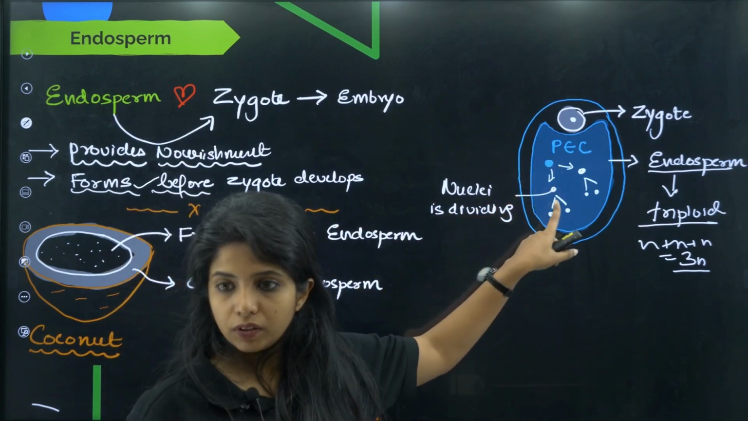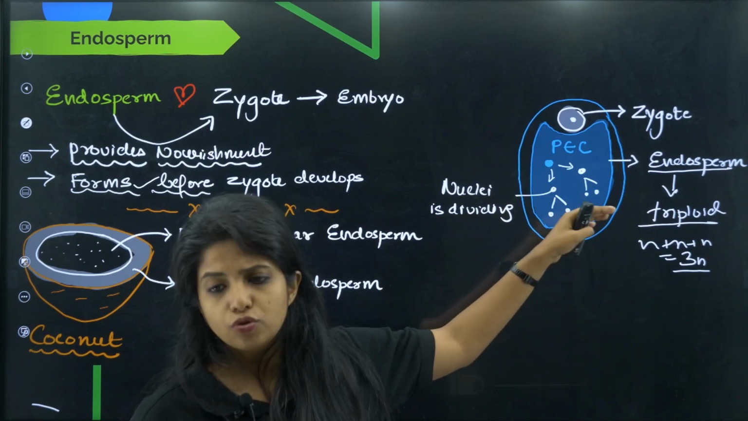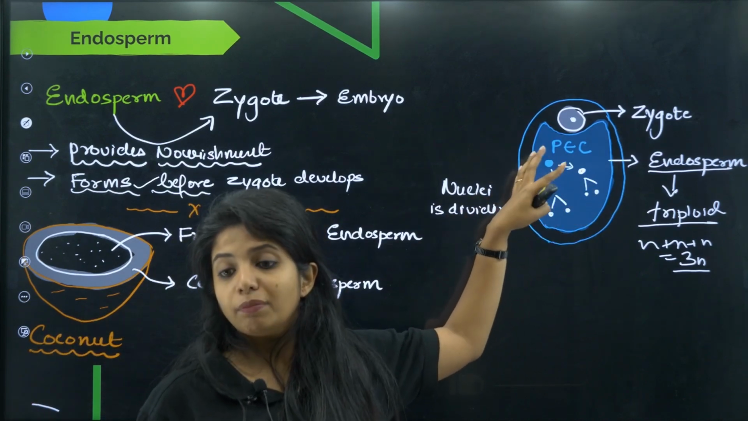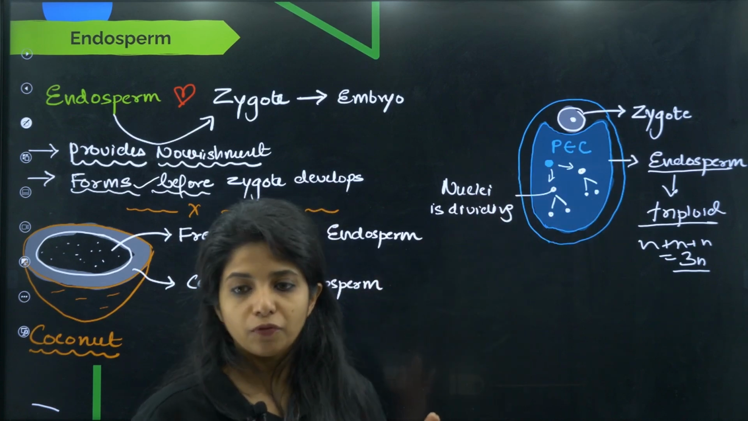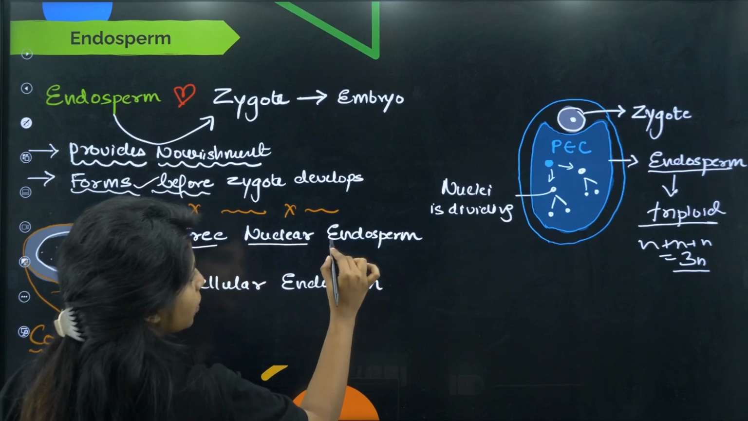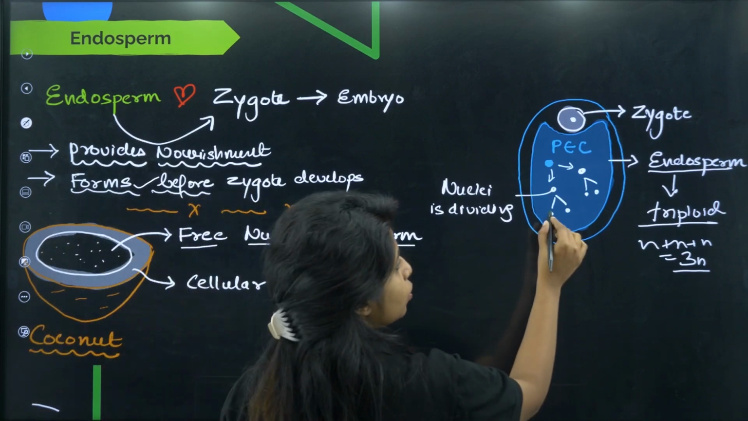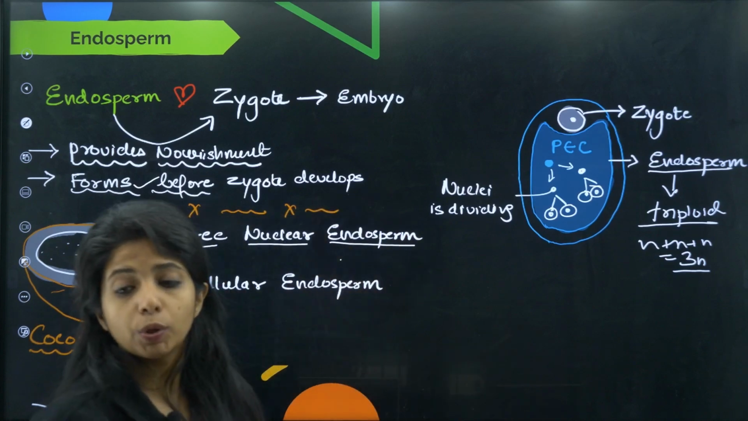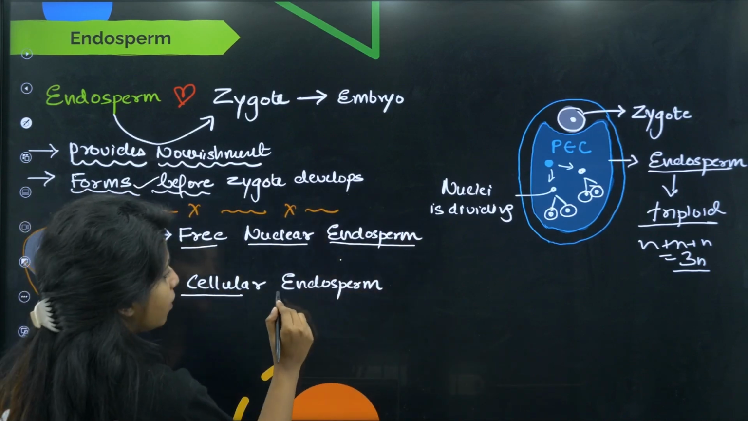Now, inside the primary endosperm cell it has the nucleus. This nucleus starts dividing as usual, every time division happens, right? So there will be free nuclei. This is a stage of endosperm formation. You call it free nuclear endosperm. Later what will happen? These nuclei which you see will be surrounded by cells, and now it will get cellularized. It will form cellular endosperm.